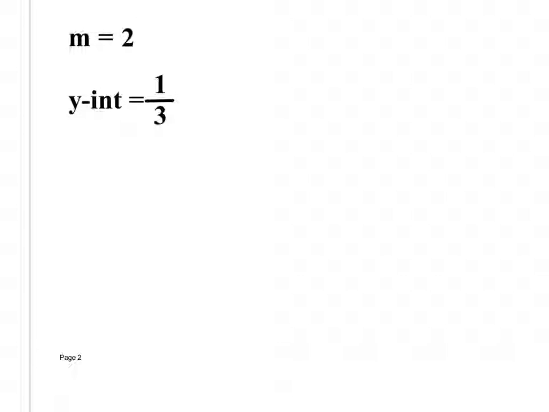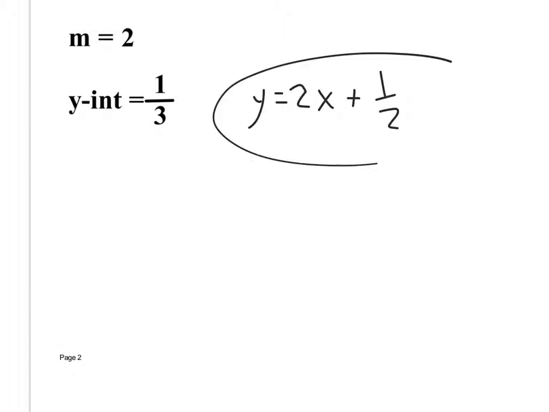Any questions how to do that? All right, write those two things down. So here they tell you write in slope-intercept form. They tell you what your m is. They tell you what your y-intercept is. Let's go with Alan. What am I going to write? Y equals 2x plus. There you go. He just replaced m with 2 and 1/3 with b, and there's your answer.